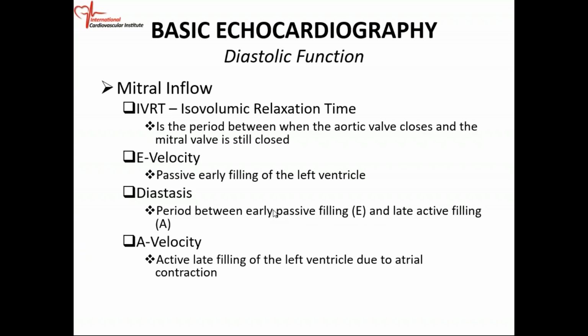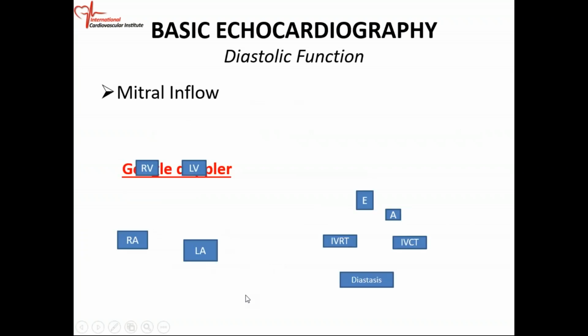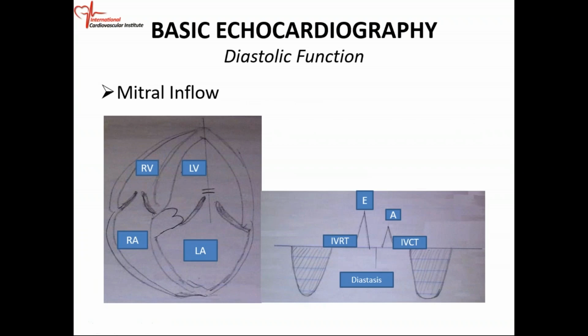Some patients, you'll have a prominent diastasis. Others, you won't have any diastasis. You just go from E to A, okay? And then A is the active late filling of the ventricle due to atrial contraction. So the atrium is contracting now, giving rise to your A velocity.